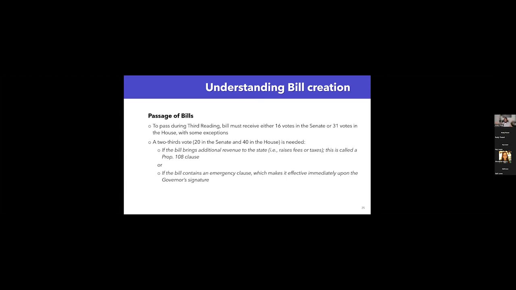The bill must receive either 16 votes in the Senate or 31 votes in the House. And that's just a simple majority. There needs to be a 2/3 vote if the bill brings additional revenue to the state. So if it's about raising fees or taxes, which is called a Prop 108 clause, it needs to be a 2/3 vote. Or if the bill contains an emergency clause, which makes it effective immediately after the governor's signature, that also will require a 2/3 vote.